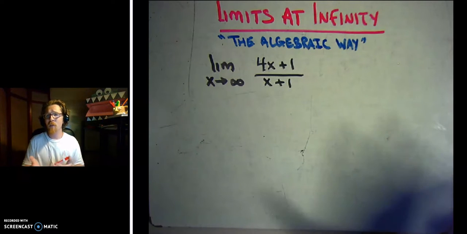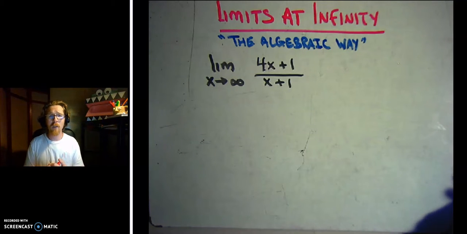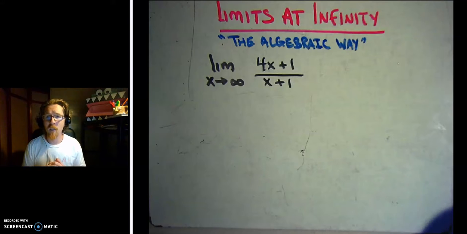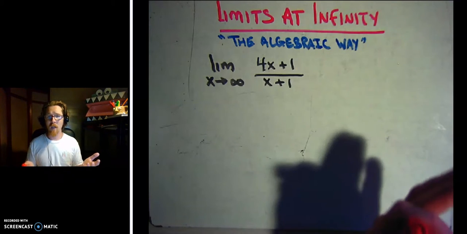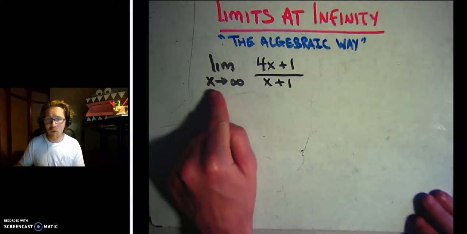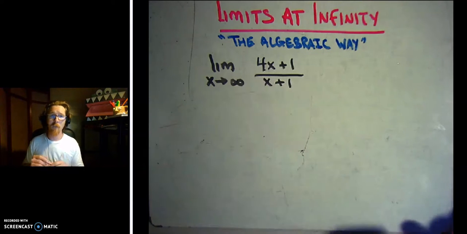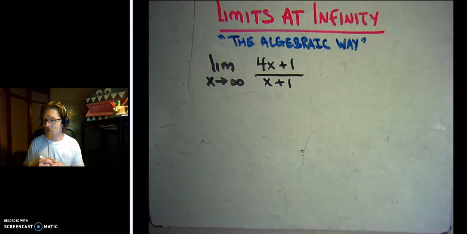you may learn the rules for finding horizontal asymptotes. You want to look at the degrees of the numerator and the degrees of the denominator. But let's say that you have no idea what I'm talking about, and you just want to know what's the limit as x approaches infinity of this function 4x plus 1 over x plus 1.